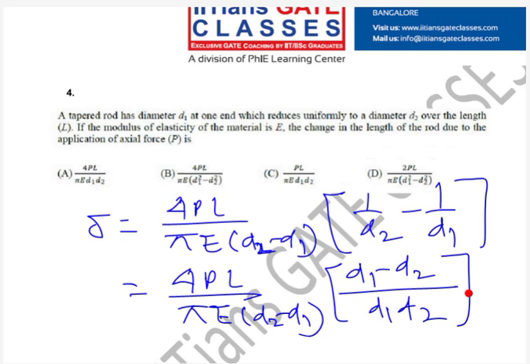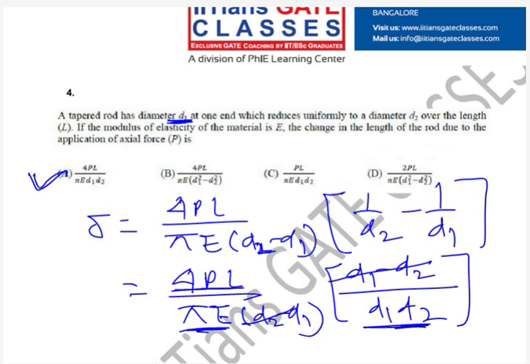Yes, what I did wrong: the initial diameter is D1, but I have taken the initial diameter as D2. That's why this is there. So finally, this term got cancelled with this term, and we get 4PL upon pi d1 d2. So what is the answer? A is the answer.